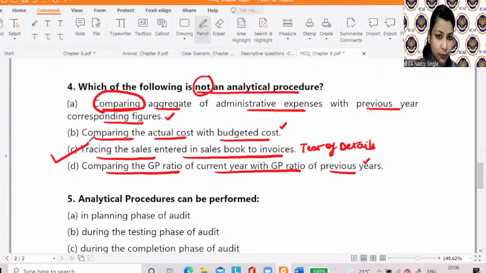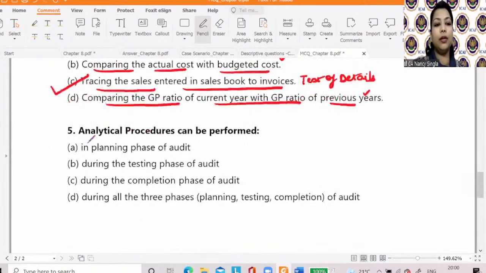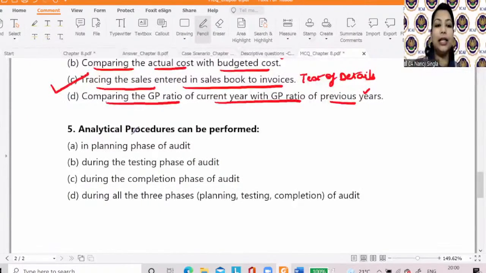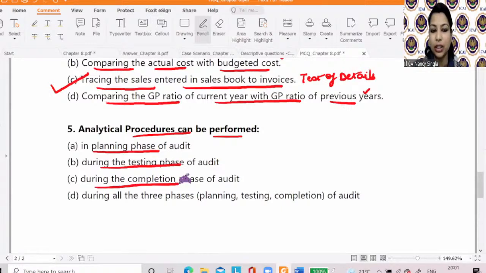Riya, check your answer with respect to the fourth. Parth, you are correct. Shubhang, Pooja, all are correct. Okay. Now the last question. Analytical procedures can be performed in the planning phase of audit, during the testing phase of audit, during the completion phase of audit, or during all three phases. So the answer to this question is, quickly send in your replies with respect to the fifth. I can see some replies have already come.